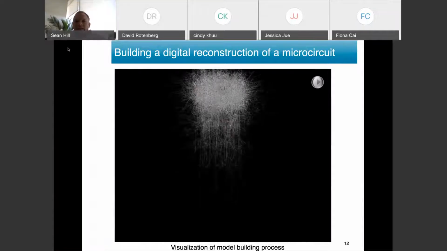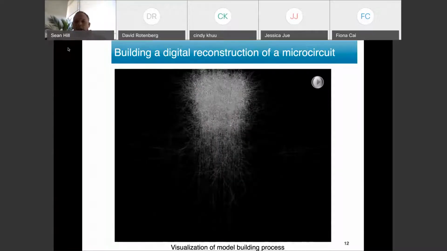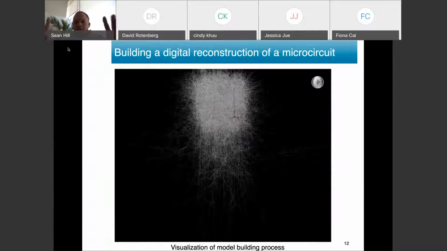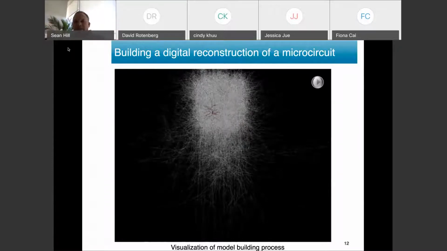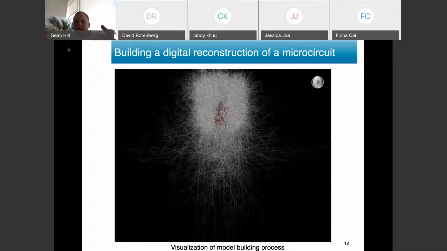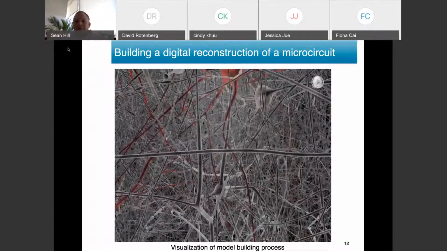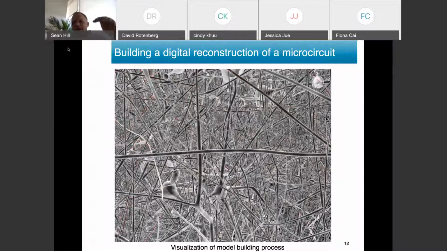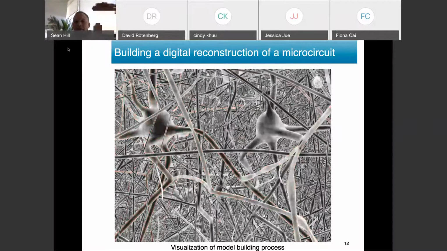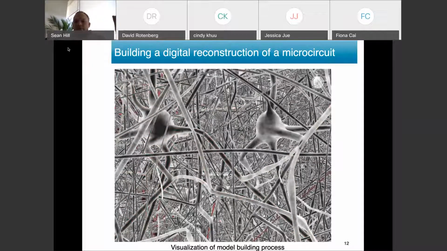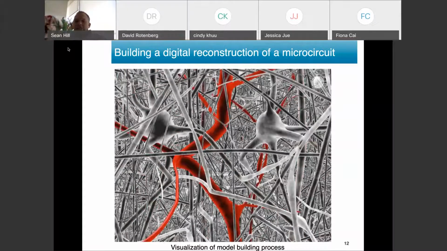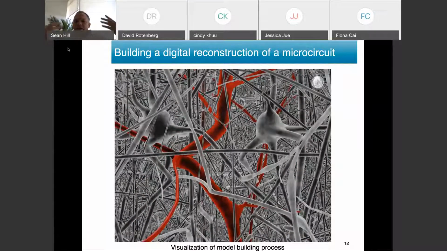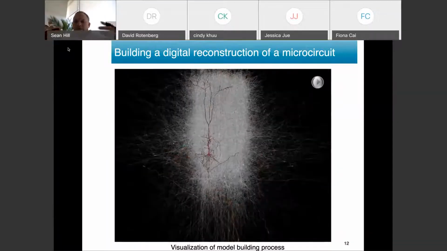And so this is, in this case, 31,000 model neurons positioned according to their statistical densities and distributions. And what you can see, as we zoom into the center of this while it's being built, is that the placement of the neurons is actually creating a virtual circuit, because the axons are coming close to the dendrites, and that's forming the foundation of the connectivity.